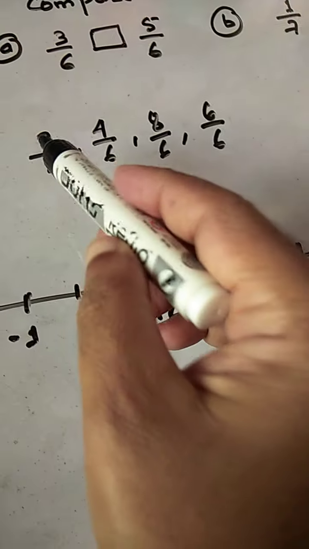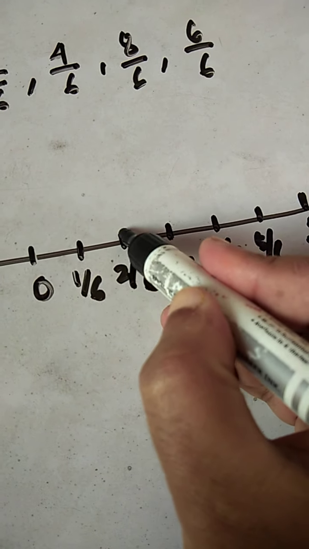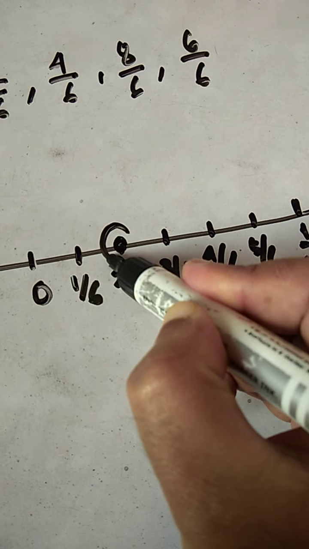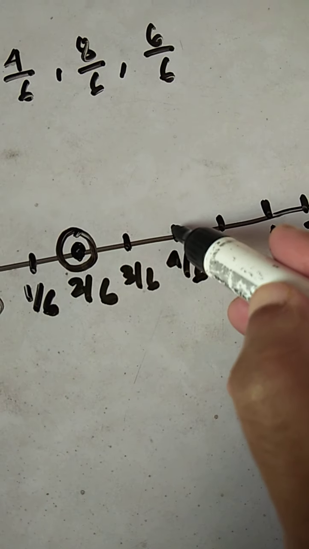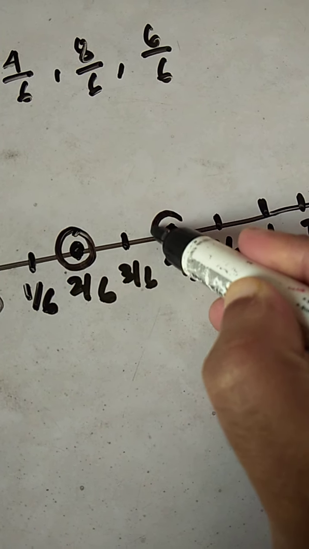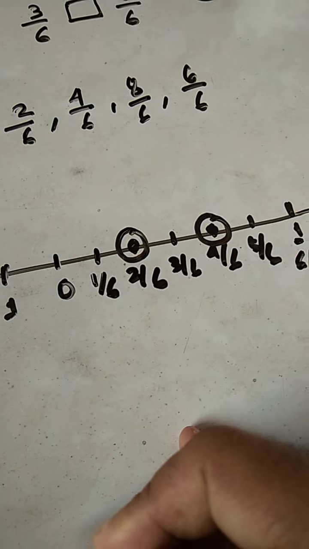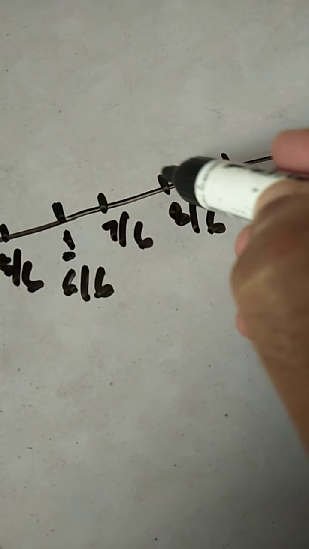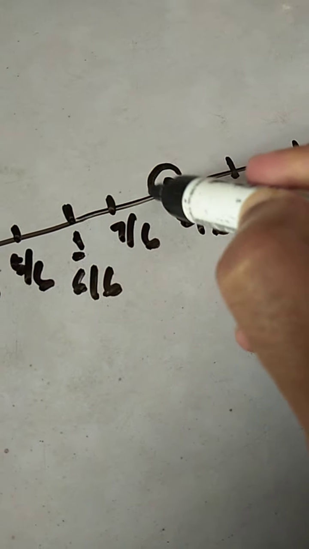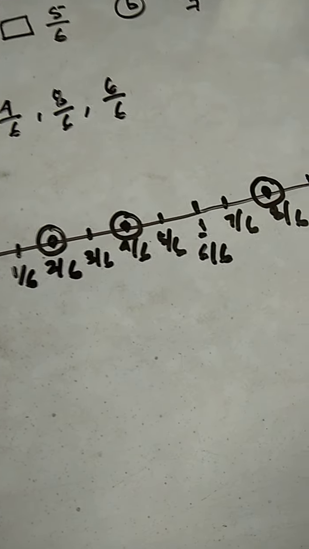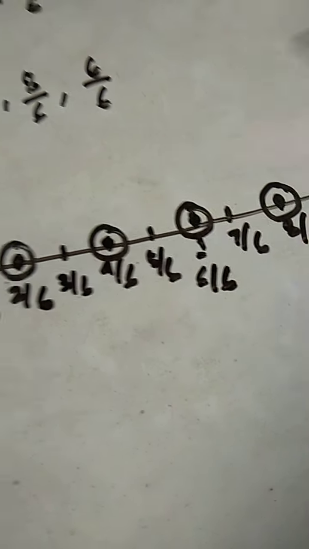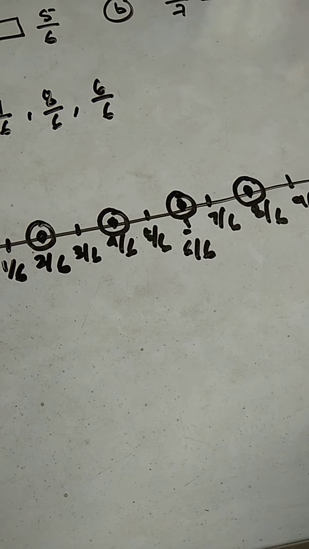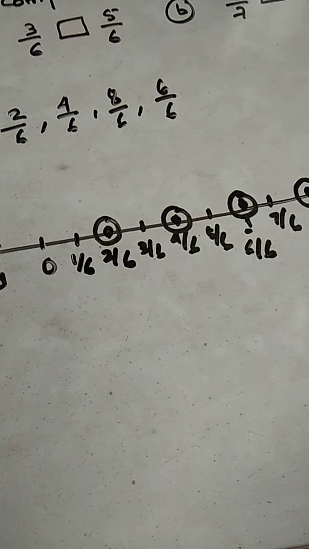Now we have to plot 2 by 6. Where is 2 by 6? Here. So this is one number, 2 by 6. Just plot it like this. After that, what is there? 4 by 6. So we will plot 4 by 6. Then 8 by 6 is there. So 8 by 6 you have to plot like this. And 6 by 6. 6 by 6 is 1 only. Fine. So these are the four fractions we have plotted on the number line.